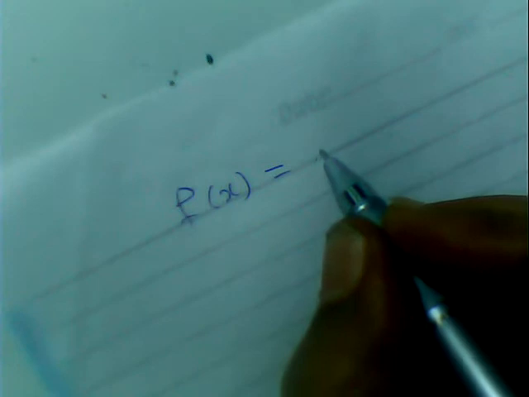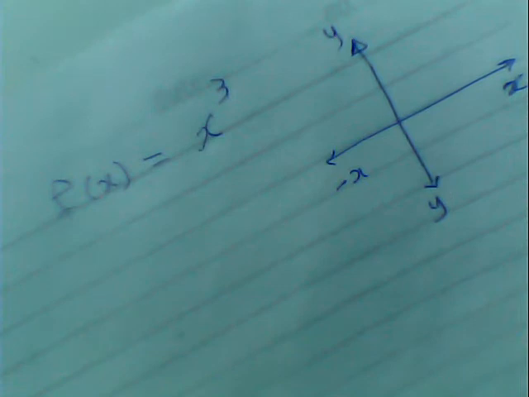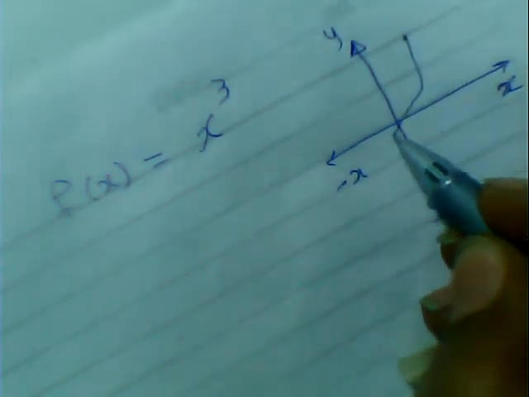Okay, we can draw another, a cubic function, like f of x equals x cubic. You make the x-axis, minus x, y, minus y like this. How does this look? X cubic looks like this, you can do like this.